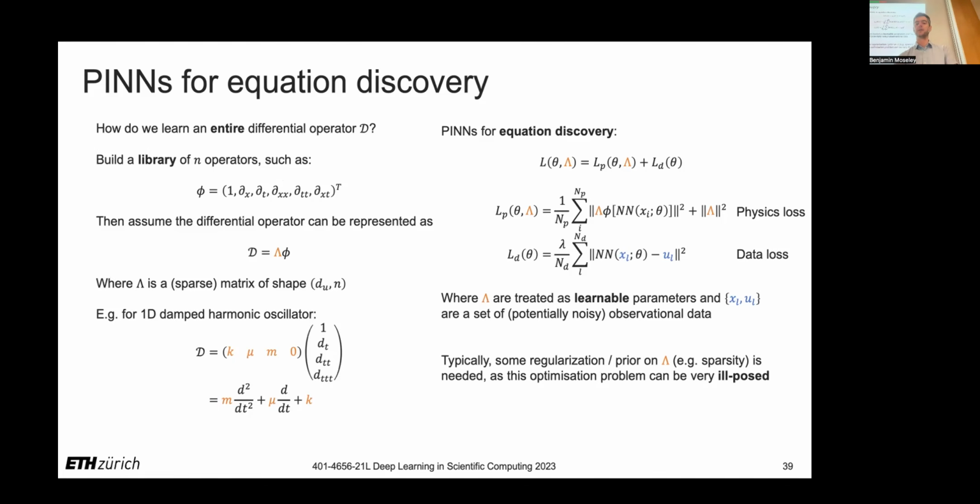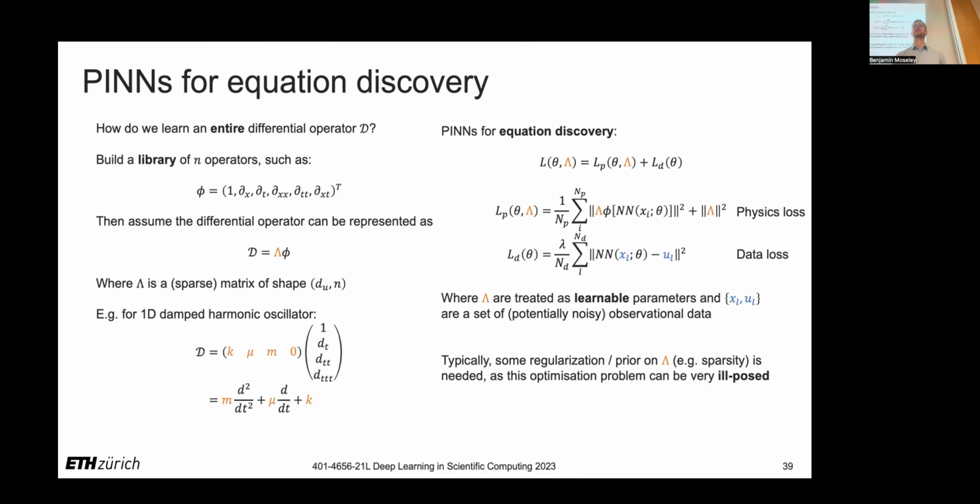And so what we do is, instead of learning single values, we learn the whole matrix. We replace D in our physics loss with phi times lambda, the library of operators times lambda, and then we learn lambda. And we have the same data loss as we had for the inverse problem. So in this sense, it's a very similar setup. You could think of it as learning all the coefficients of the PDE rather than just a single one of them.